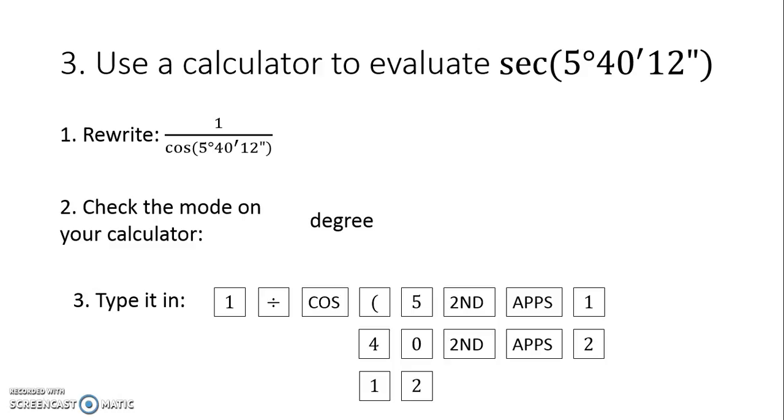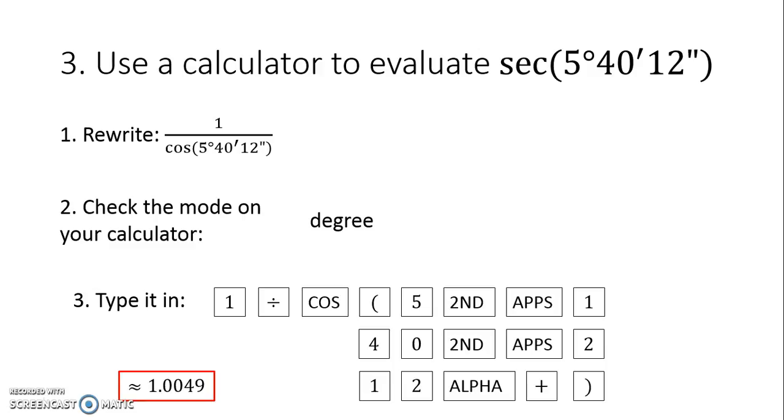Now the seconds is not under that angle menu, so it's just alpha plus. And then close your parentheses off. Hit enter. I'm getting about 1.0049. I do realize that's more than 1. In previous lessons, we've talked about how your range or your answer for these should be between -1 and 1. That was for sine and cosine. This is secant. So it does not need to be between 1 and -1. So this is totally okay.